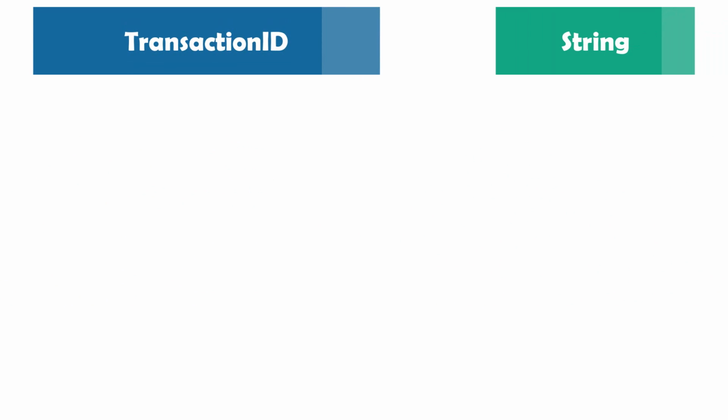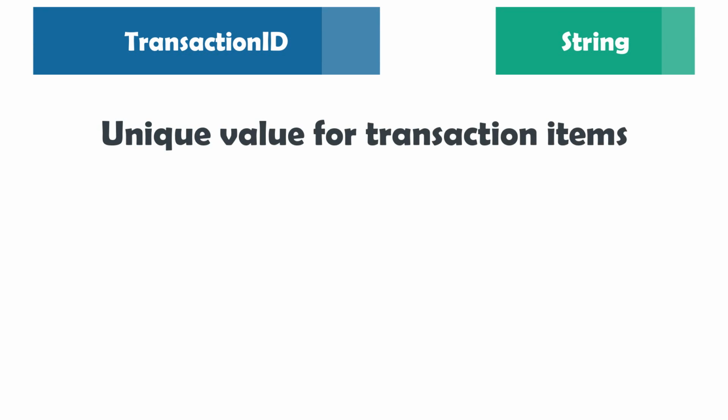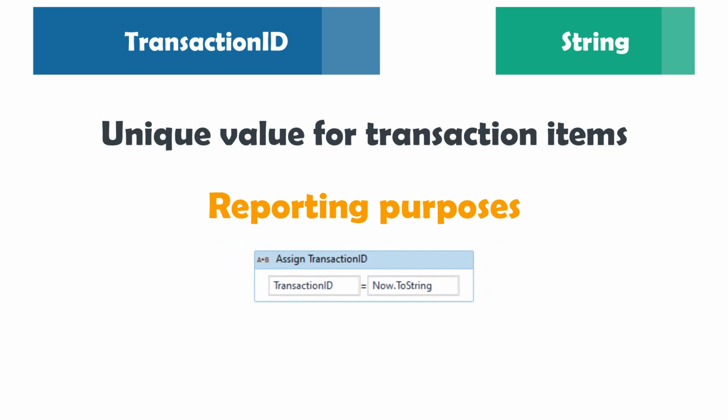The next variable is transaction ID. As the name suggests, we use it as a unique value, to differentiate between the transaction items. It can be used for reporting purposes. We mostly set the value for this variable as the current time, but we can use other values, like invoice number or order number, etc. If you use a queue in the process, you don't really need this variable, because you can use the queue item reference as ID. And the last two variables are TransactionField1 and TransactionField2.